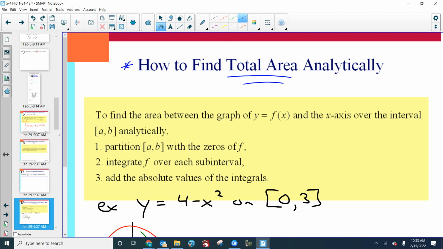And the main idea is to treat all negative areas as positive. Treat all negative areas as positive.